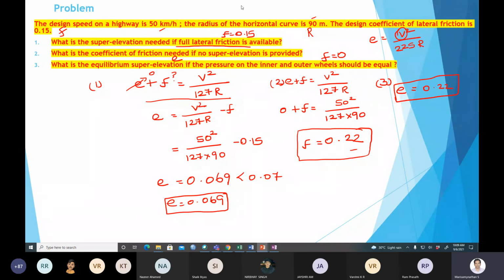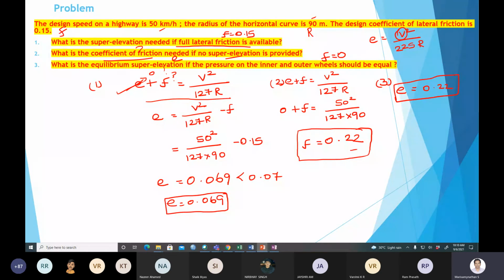This is one competitive exam question where they asked, with respect to the design speed and the radius, what will be the super elevation if full lateral friction is available, when you are providing 0.15. At the same time, there is no super elevation, what will be the coefficient of friction? The next, if there is no coefficient of friction, estimate the super elevation value. So this is the way they have given the problem. It is very simple if you remember all four steps. Only one equation is given, but with respect to the different assumptions, we followed the four steps.